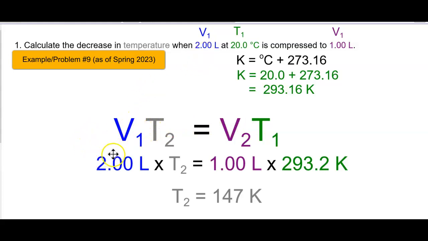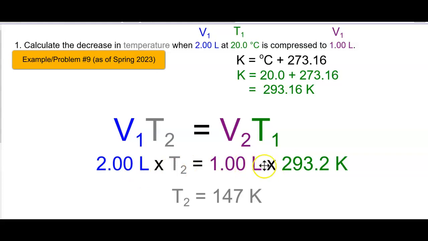And so then I know it's 2.00 liters times T2 equals 1.00 liters times 293.12 Kelvin. So look, I was very careful. I plugged T1 here because this temperature occurs with this volume. So they're both my 1s. I made that my 2. Again, what do I have 2 of? I have 2 volumes. They have to be in the same unit, and they are. If they weren't, I would convert.